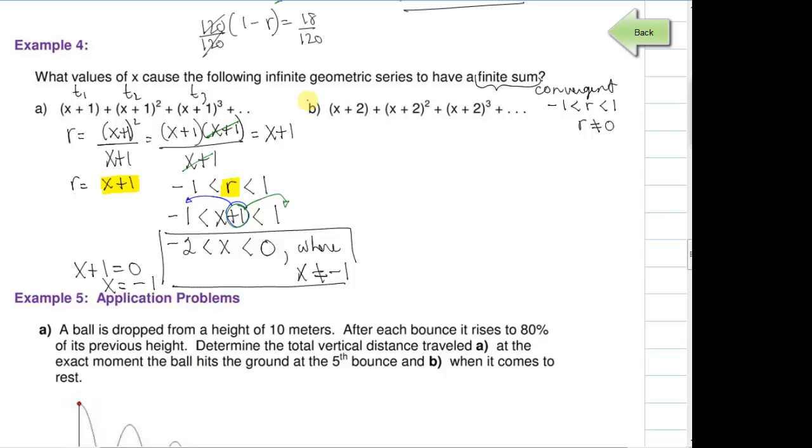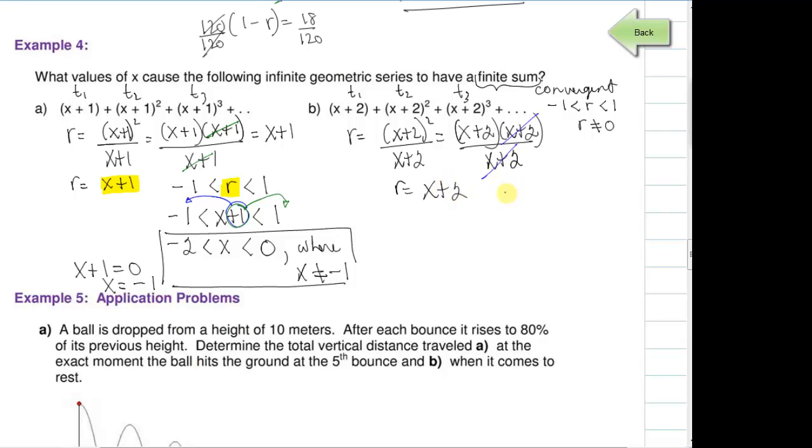Okay, so example 4b. x plus 2 is our term 1, x plus 2 squared is our term 2, and x plus 3 cubed is our term 3. We want to find out what r is, so we're going to go x plus 2 squared over x plus 2, right? So t2 over t1. We will rewrite our numerator as x plus 2 times x plus 2 over x plus 2. Reduce our x plus 2's in this expression, and we find that r is equal to x plus 2.